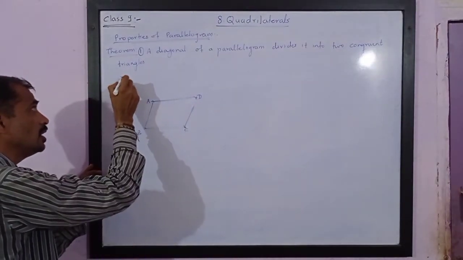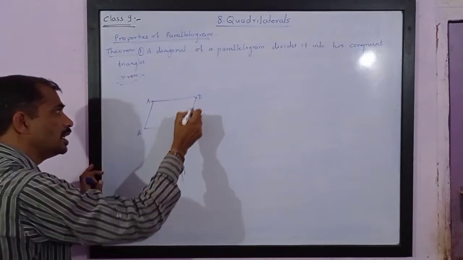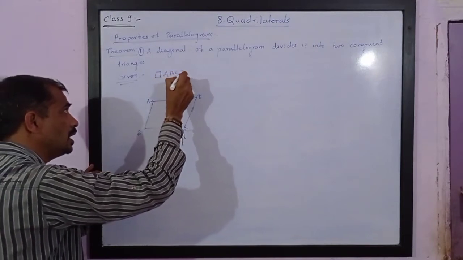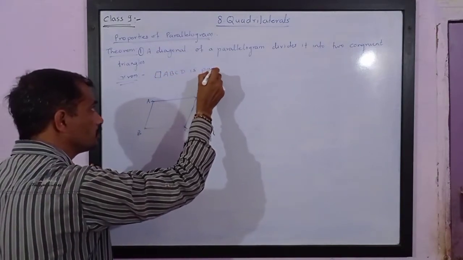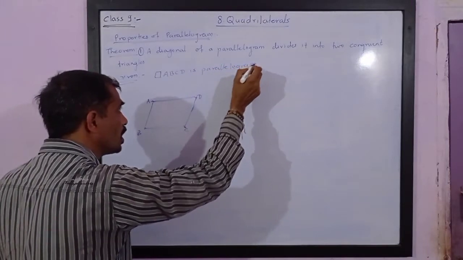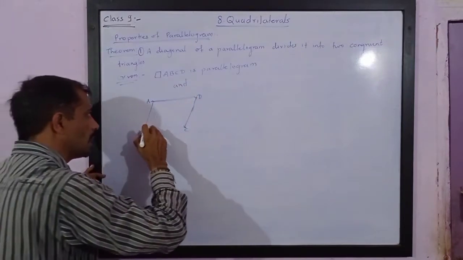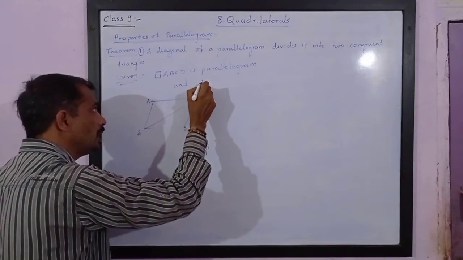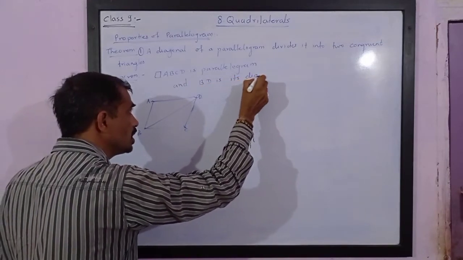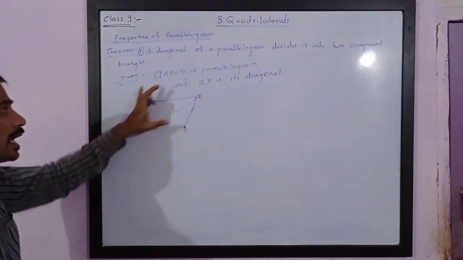It means we are given that quadrilateral ABCD is a parallelogram, and we will take BD as a diagonal. BD is its diagonal. This is given to us. We have to prove that the triangles are congruent.